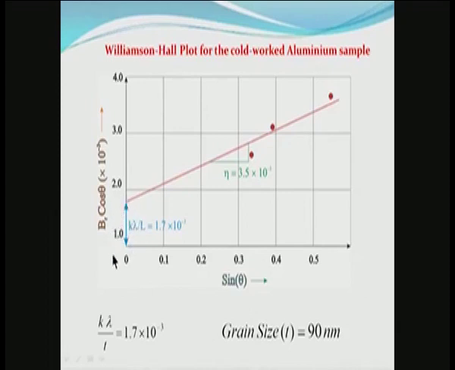The intercept is related to the size of the crystals. It is actually T, not L. I am sorry for the mistake in the graph here, it is actually T. So, T gives us the average crystallite size, and from this graph one can derive that the average crystallite size is 90 nanometers.